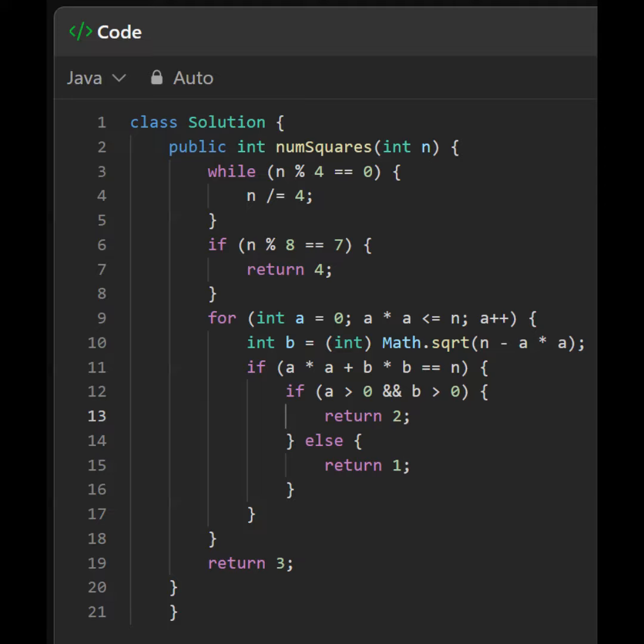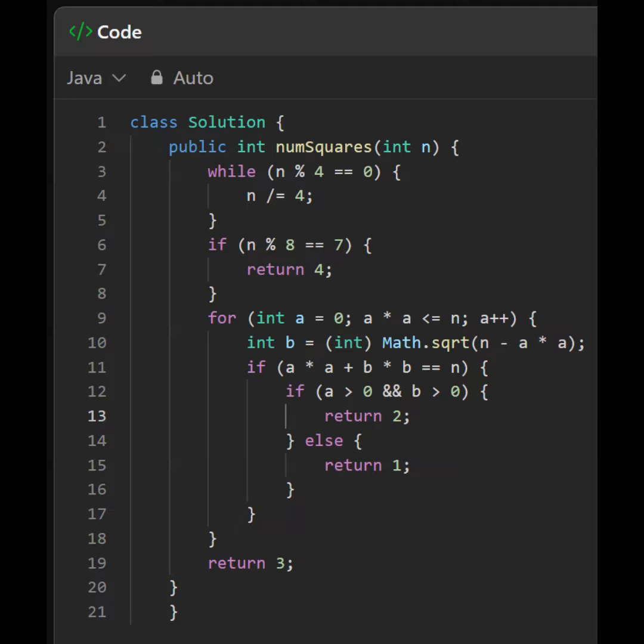3. A for loop is used to test whether n can be expressed as the sum of two squares, or a single square, which is a special case of two squares where one of the squares is 0. It iterates through all a's such that a squared is less than or equal to n. Inside the loop, it calculates b as the square root of n minus a times a. Then it checks if a times a plus b times b is equal to n. This is the condition for n being expressible as the sum of two squares.